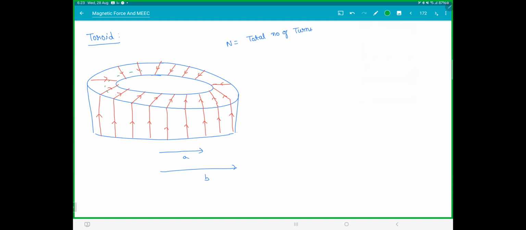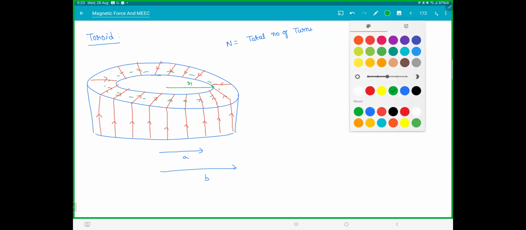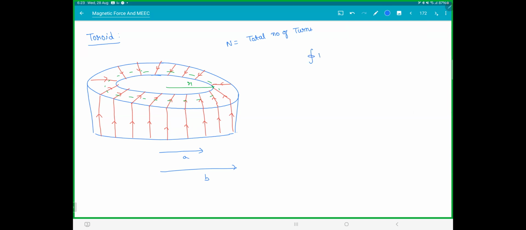So we will not do the proof. We'll just take a small Amperian loop here at a distance r. Then we do the integral of B dot dl, which is equal to mu naught I. This will be B into 2 pi r, and this loop will cross N turns. So it is mu naught into N I.